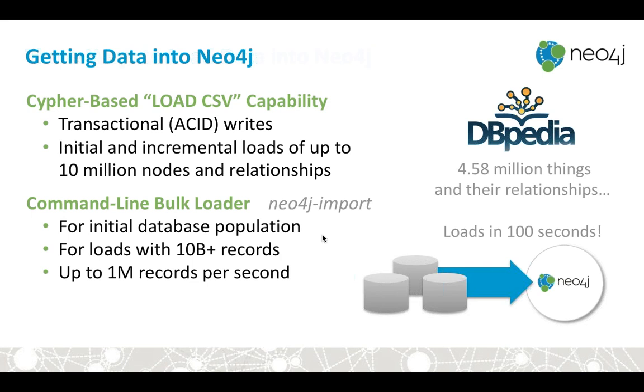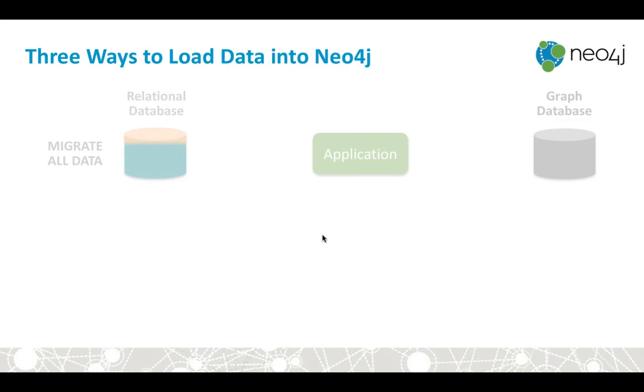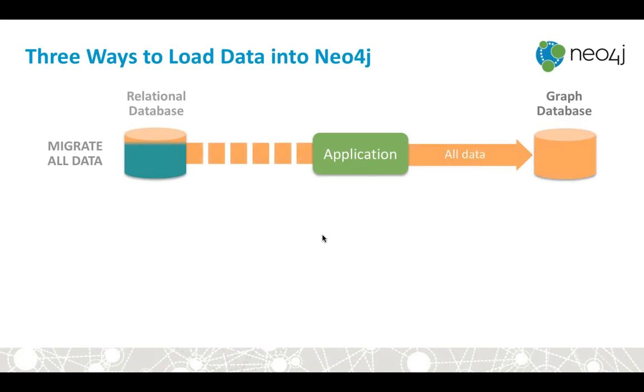But if you want to load billions and billions of rows of data, we actually have a command line bulk loader tool that loads data in up to 1 million records per second. You can see an example here with DBpedia loading in 4.58 million things and all of their relationships in 100 seconds. So it's super quick to load your data into Neo4j. And as you saw with the query browser, it's really easy to play around with the query browser and understand your data after you load it in.